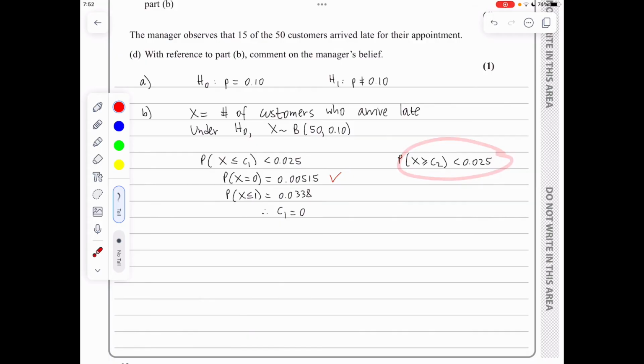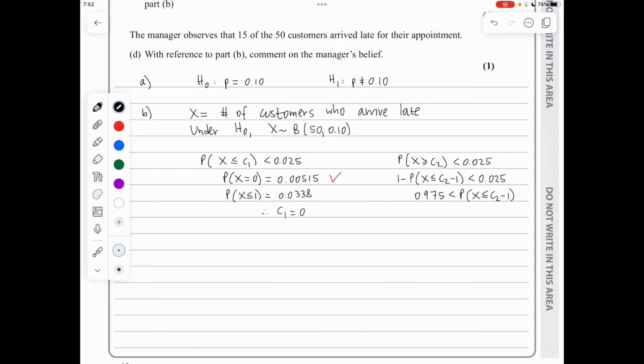Now for the right critical value, the C2, we need to do some manipulation. First of all, the probability of X being greater than or equal to C2 is 1 minus the probability of X less than or equal to C2 minus 1, and this has to be less than 0.025. So 0.975 should be less than the probability of X less than or equal to C2 minus 1.